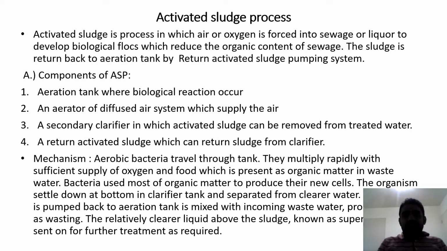Now, what is actually happening in the activated sludge process? Aerobic bacteria in the aeration tank generally use the organic contaminant present in the wastewater as a food source, and these organic contaminants, the food source for the bacteria, are known as the substrate. This substrate is utilized by the bacteria, which multiply themselves and convert the organic contaminant into simpler forms like carbon dioxide, ammonia, etc.